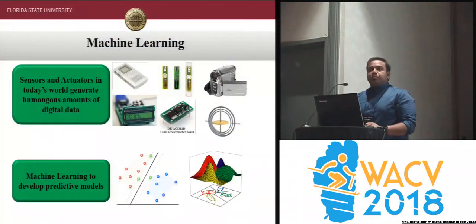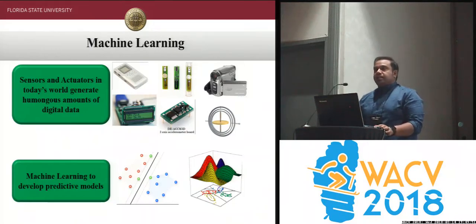We all live in a world of big data. We are surrounded by actuators and sensors of different forms, which give us an enormous amount of data on a regular basis. Machine learning, as we all know, is used to organize and categorize the data, make sense out of unstructured data, and most importantly, give future predictions from past observations.